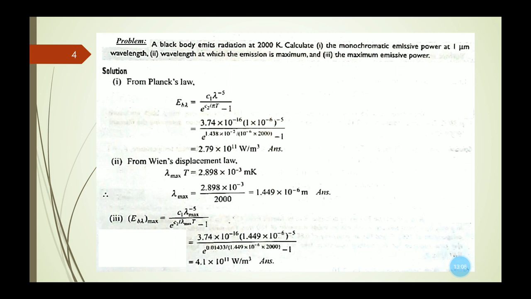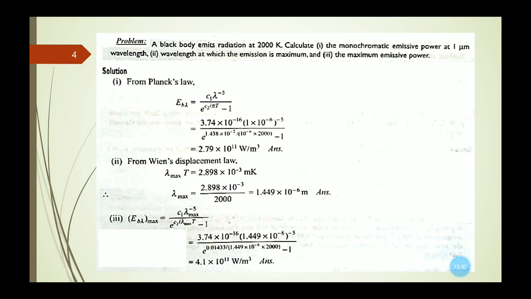And lastly, we need to calculate the maximum emissive power. So to calculate the maximum emissive power, we need to again use Planck's law. So it is C1 lambda max to the power minus 5 divided by e to the power C2 by lambda max into T minus 1. Now in this case, to calculate the maximum emissive power, we are using the maximum value of lambda. So the maximum value of lambda is already calculated in the second part using Wien's displacement law.